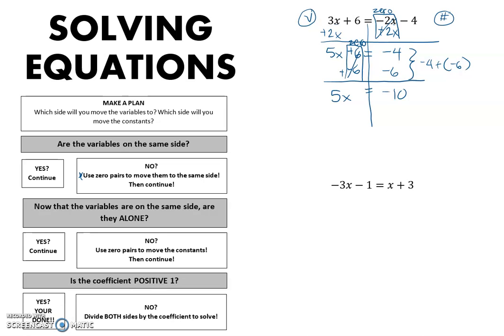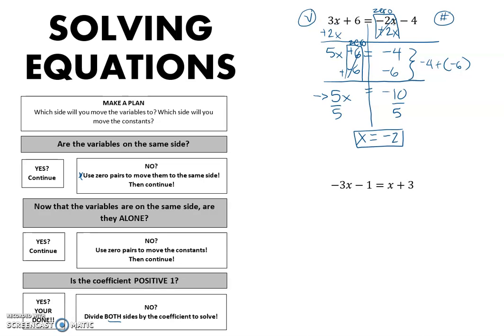Is my coefficient, the coefficient is the number attached to the variable, is that +1? No, right now it's +5. So it says divide both sides by the coefficient. So I'm going to divide both sides by the coefficient. So I get x equals negative 10 divided by 5 is negative 2. Then I could plug negative 2 into my equation, double check that it makes sense. So I know that I'm good.